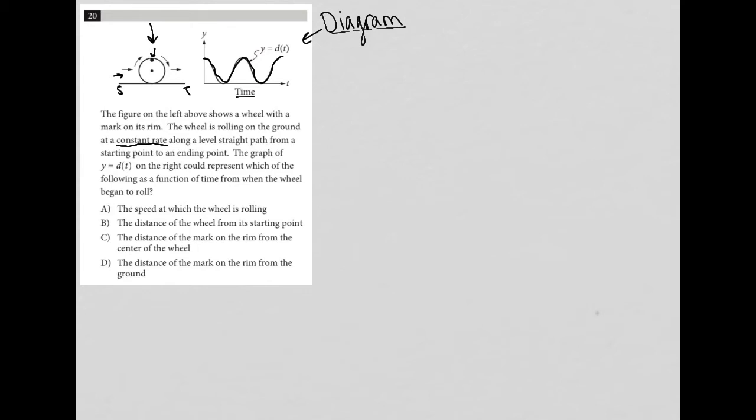So choice A says the speed at which the wheel is rolling. Well, if you remember, the question said that the wheel is moving at a constant rate, which means you would not expect the speed to go up and down because we'd expect it to be constant. Constant just really, if I were to graph it out over time, a constant speed would be a horizontal line. So choice A is gone.